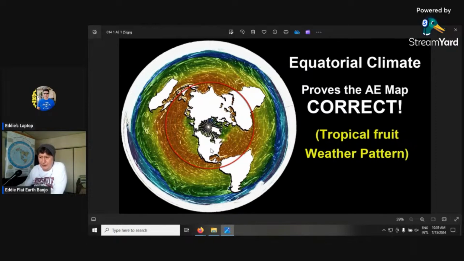We have imported here in Japan, where I live, we have to import Brazil nuts. You're not going to find Brazil nuts here in the south. You're not going to find them in North America. You can only find them in this region here, where the sun circulates two times a year, when on its way to the Tropic of Capricorn and on its way back to the Tropic of Cancer. One more time, the AE map is correct. Even this proves the AE map to be correct.